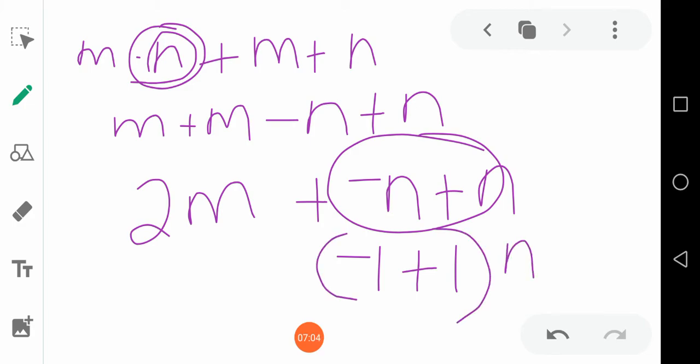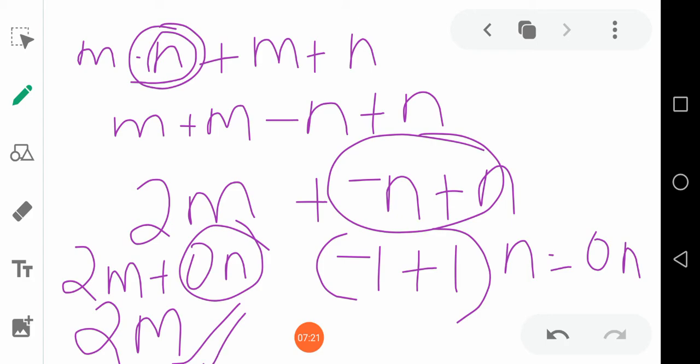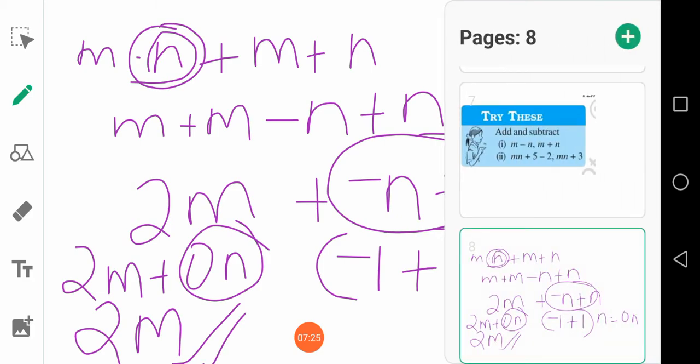Okay. So, what is minus 1 plus 1? That you know, what is it? 0. So, the answer is 0n. So, the final answer will be 2m plus 0n. What is 0n? 0n is 0 itself, right? So, no need of writing that. You can just write it as 2m. Clear? Okay.